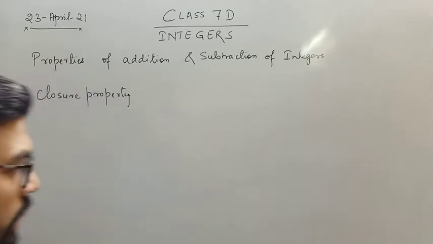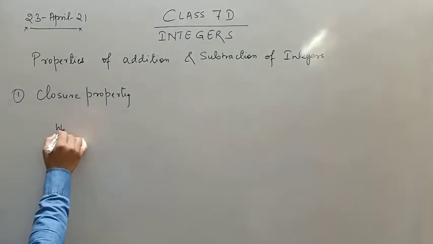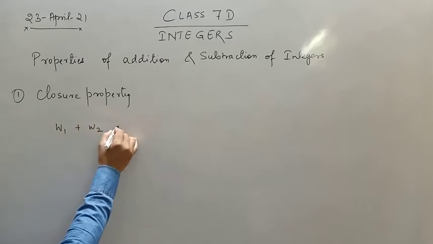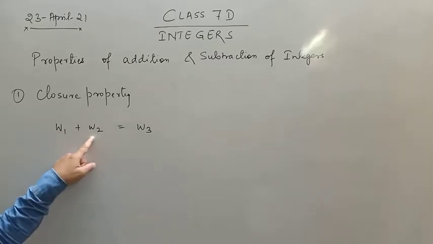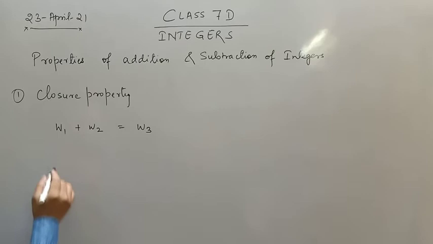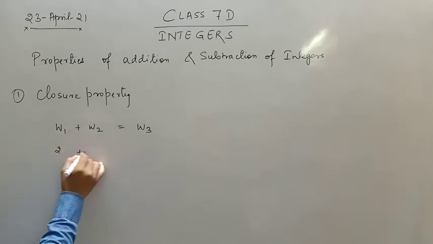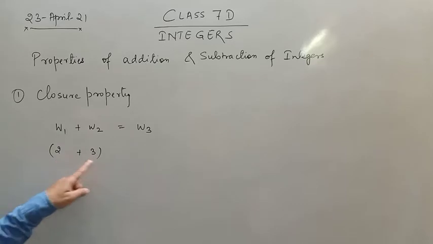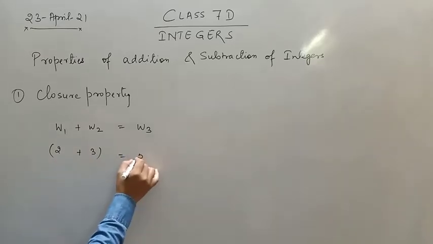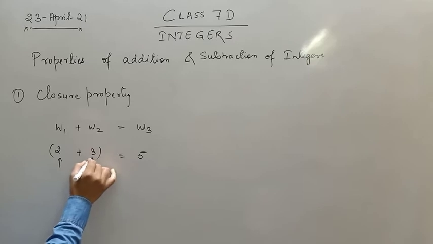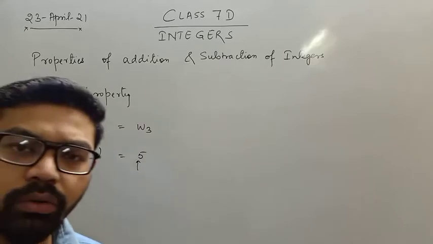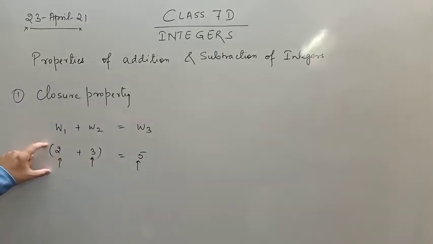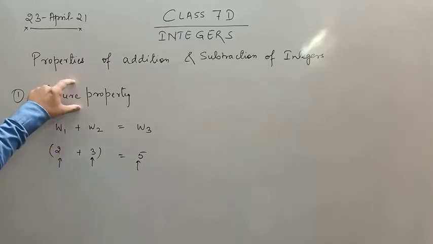Let's say you have whole numbers w1, w2, w3. Let me give you one example. Let's say I have one whole number 2, and another whole number 3. When you add two whole numbers, the result I'll get is 5. So 2 is a whole number, 3 is a whole number, 5 is a whole number. That means addition of two whole numbers gives me a whole number. Any doubt? So I can say that addition follows closure property. The addition of two whole numbers follows closure property.